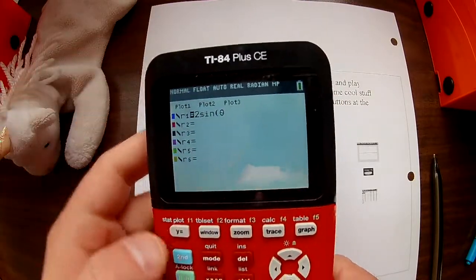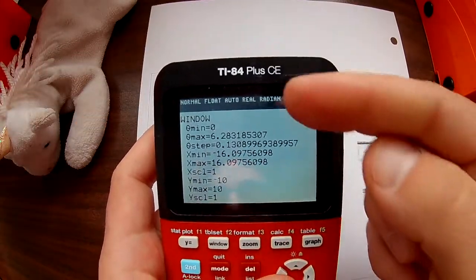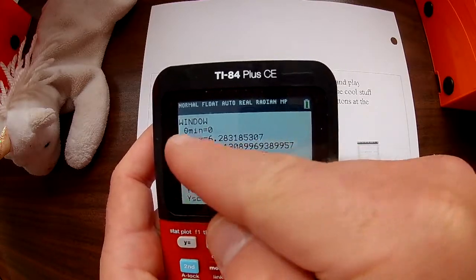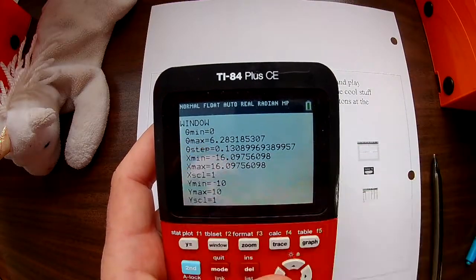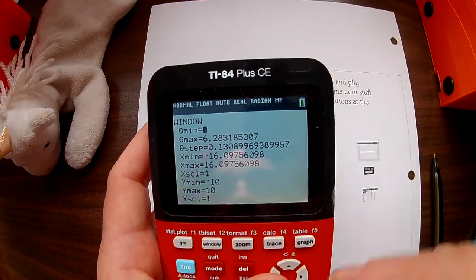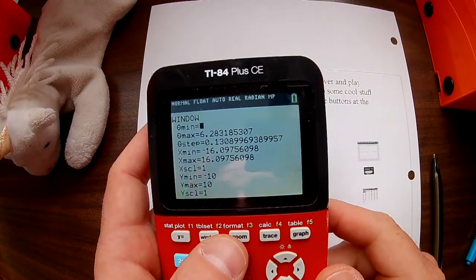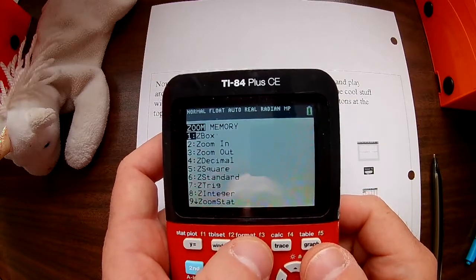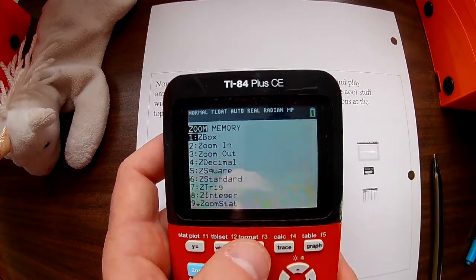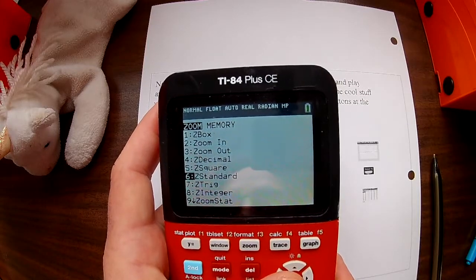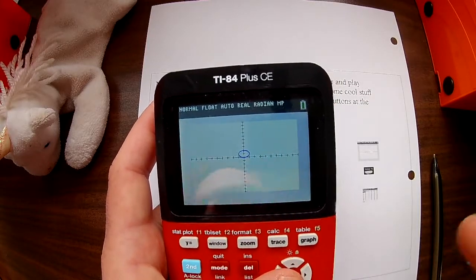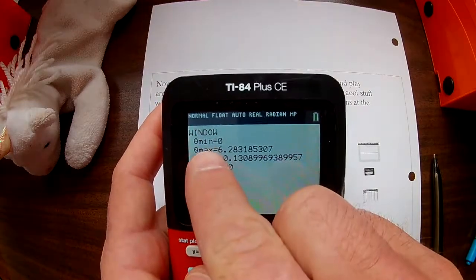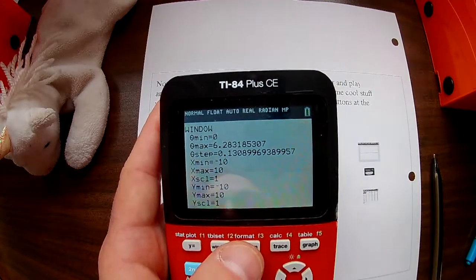Before I hit graph, I'm just going to show you window. Looks similar to when we were in parametric mode, except instead of Tmin and Tmax, you got theta min, theta max, and theta step. I'll come back to theta step to really mess with these graphs and make them look really bad. And zoom, all the same stuff. If I go down to zoom standard, I'm going to get that perfect graph right there. And just to point out here, zoom standard makes your theta min 0, your theta max 2 pi.